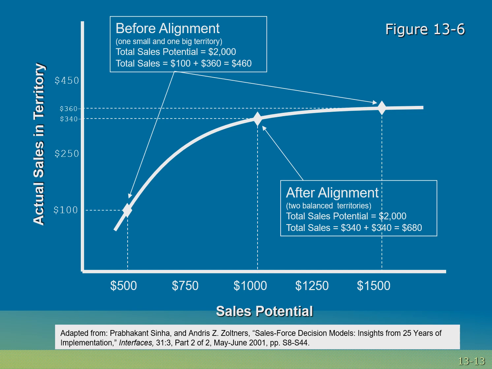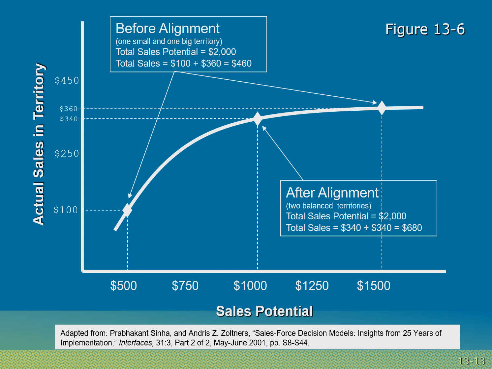After alignment, they designed two territories. Those are balanced territories, two balanced territories right here, both with a sales potential of 1,000, right? And each with actual sales of 340,000. So the total sales potential is still 2,000, two equal balanced territories. The total sales in this case will be 340 plus 340, that's 680,000.